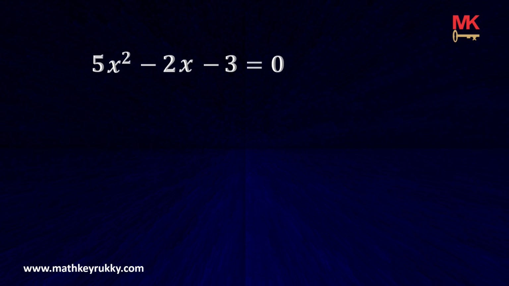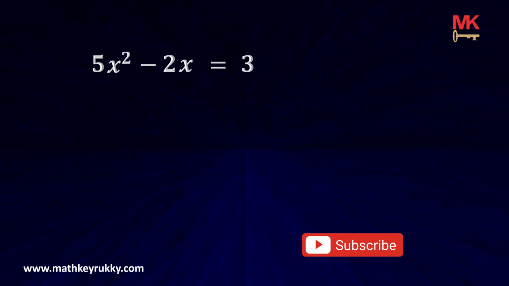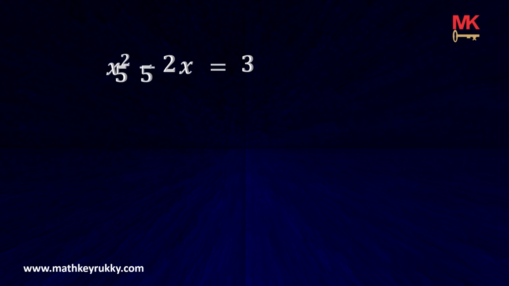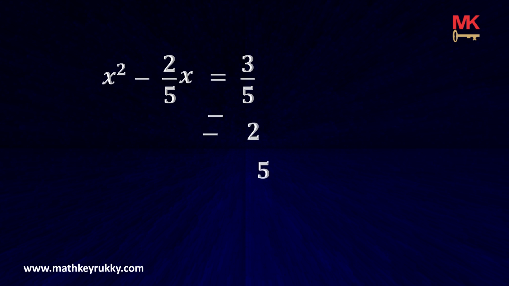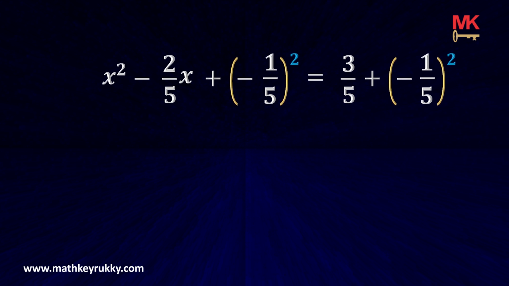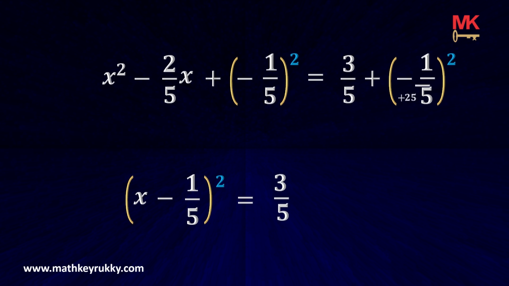Again, the first thing to do is to move the constant term minus 3 to the right-hand side of the equation. Next is to divide through the entire equation by the coefficient of x squared to have this new form. Next step is to identify the new coefficient of x. And half of this coefficient is minus 1 over 5. Now take the square of minus 1 over 5. Add this result to both sides of the equation. While the left-hand side becomes x minus 1 over 5 in bracket all squared, the right-hand side becomes 3 over 5 plus 1 over 25, which further simplifies to 16 over 25.